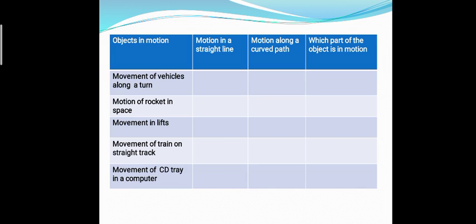Now students, draw this table in your notebook and read these points and try to fill it. In the first column, objects are given with various types of motion. In the second column, motion in a straight line, or in the third column, motion in a curved path. So you have to identify the object and its motion and keep them according to their category. You also have to tell which part of the object is in motion here. So pause the video and try to fill this table in your notebook.